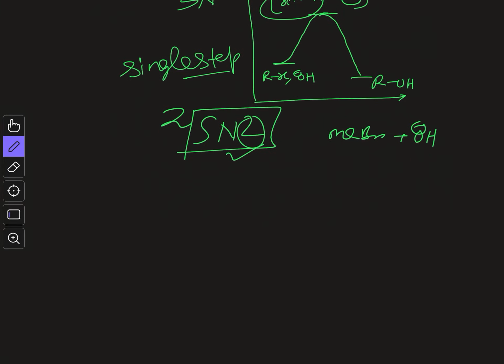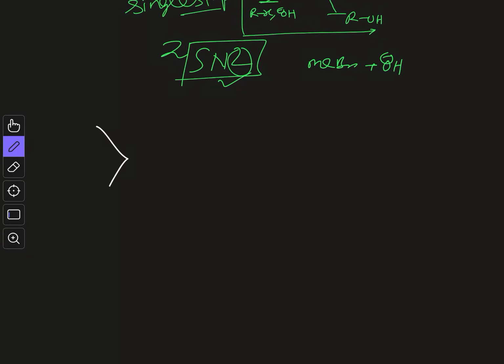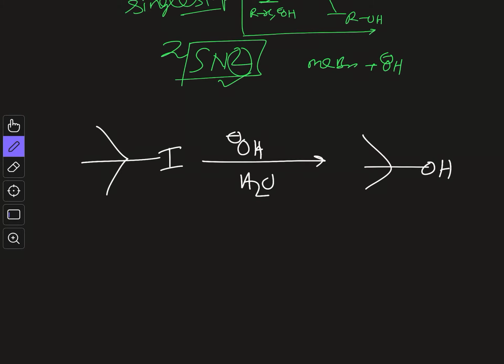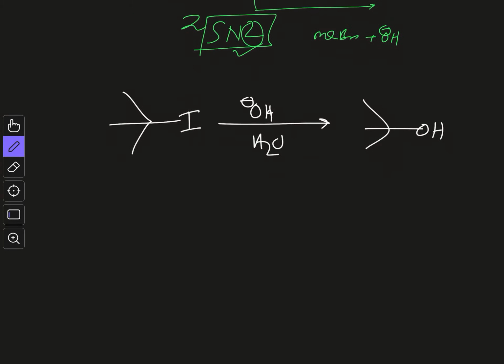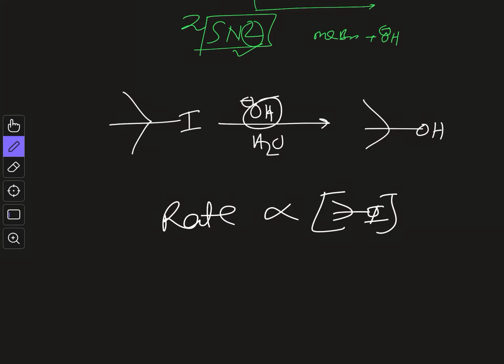Now let us take another extreme example, which is tertiary butyl iodide. If the same molecule is treated with the same condition, that is OH minus in water, let's say, we will get tertiary butanol. But in this case, the rate of the reaction is dependent only on the concentration of this tertiary butyl iodide, the RI. The OH is not involved in the rate of the reaction.